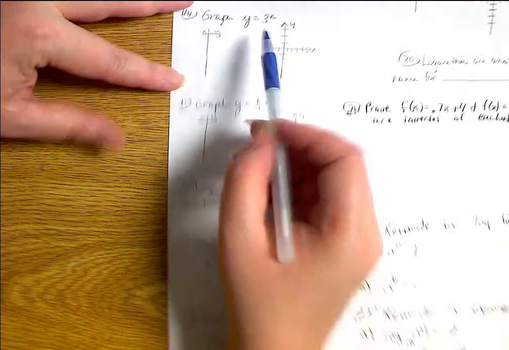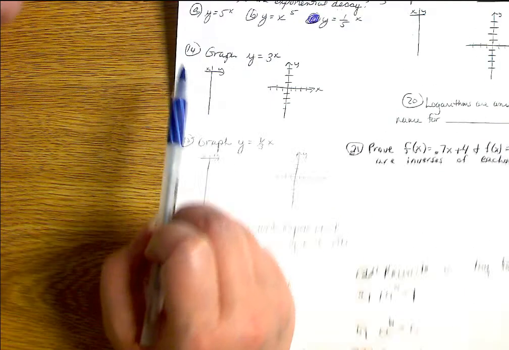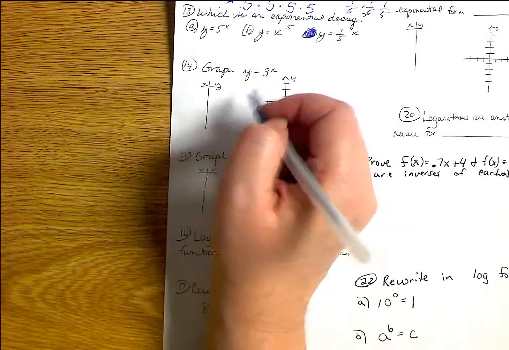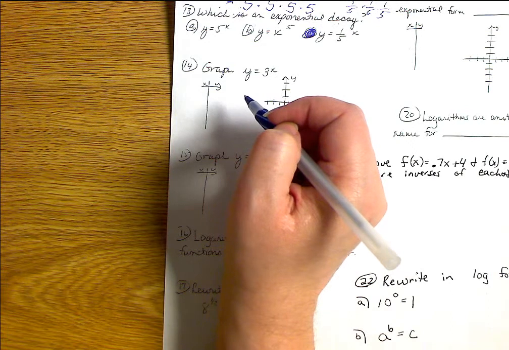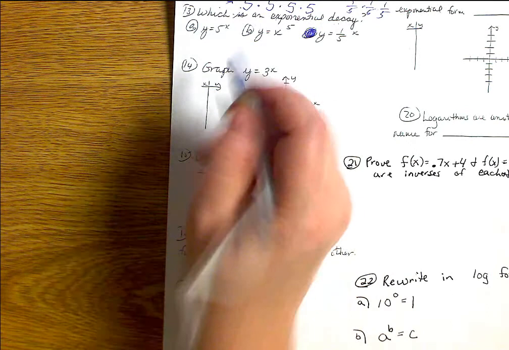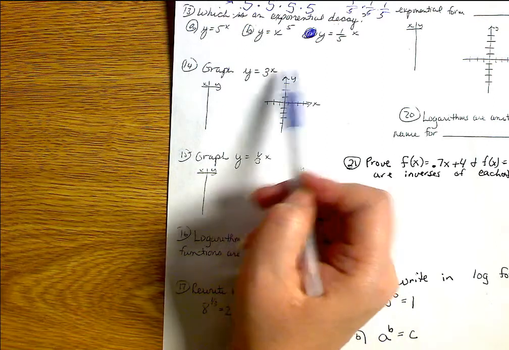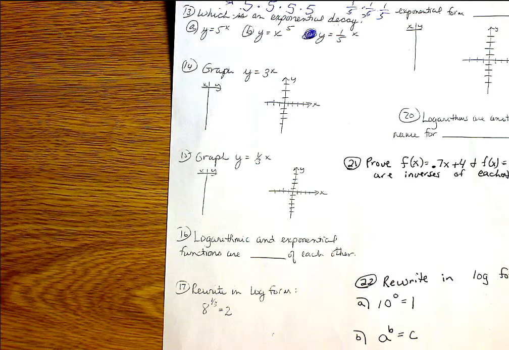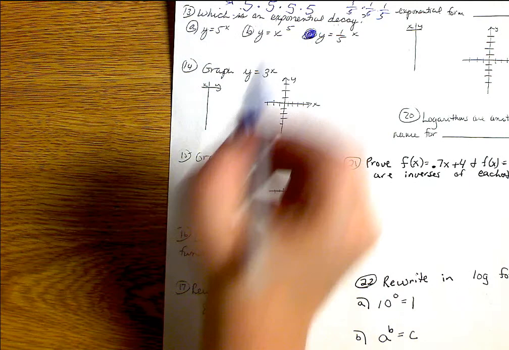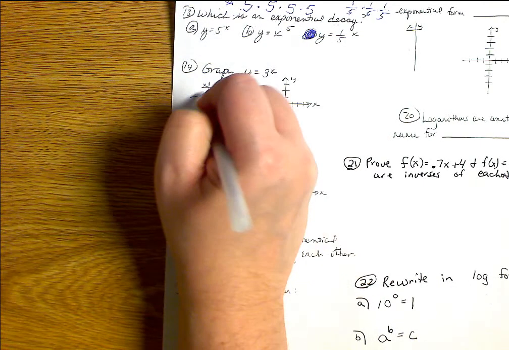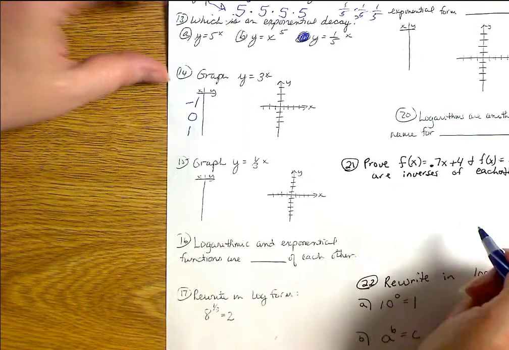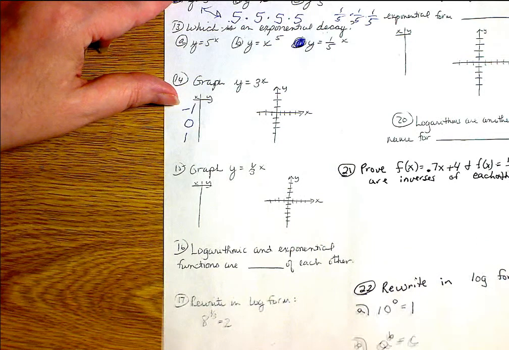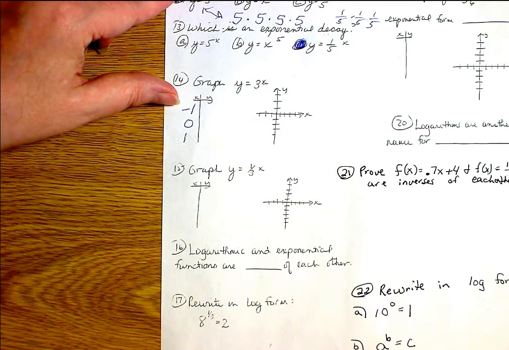Whenever you graph your exponential functions, I want you to put in these 3 numbers. The numbers are -1, 0, and 1. You have to determine, are you putting it in for your x's or your y's though? On this one, what is easier to put it in for, x or y? X. So for my x values, I'm putting in -1, 0, 1. So 3 to the -1. In your calculators, if you put 3 to the -1, you're going to get 1/3 or 0.33 repeating.